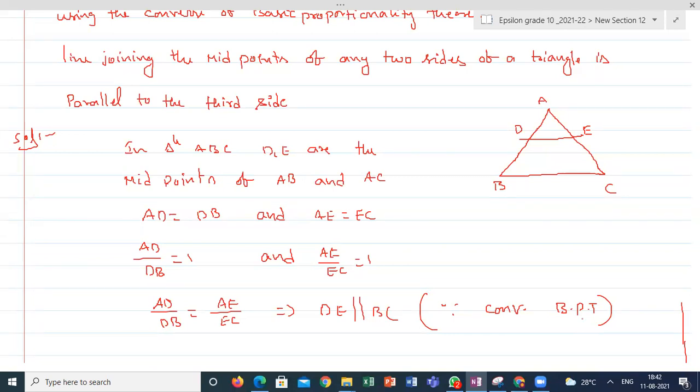Application of converse of basic proportionality theorem. Based on this kind of questions also we may face.